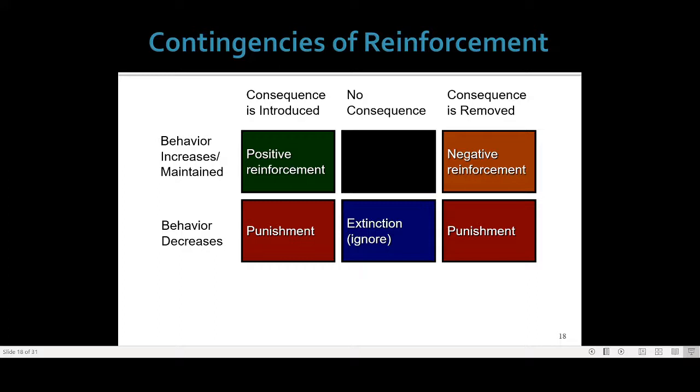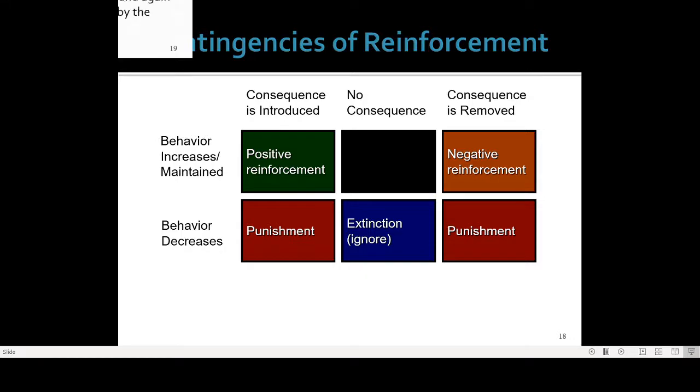So they ignore. What will happen is after some time that behavior decreases, and they come to an agreement and say, okay, we're going to call off the strike, and like that. So these are the different ways that we can change human behavior.